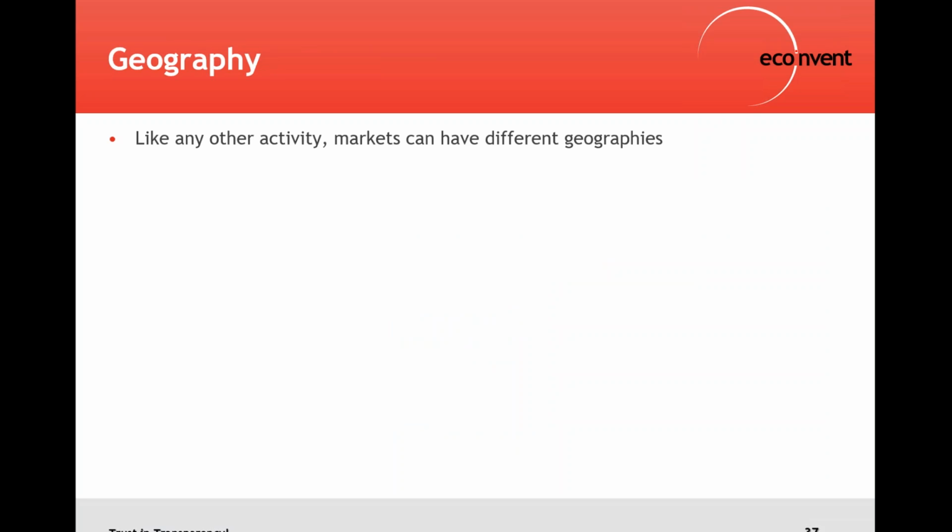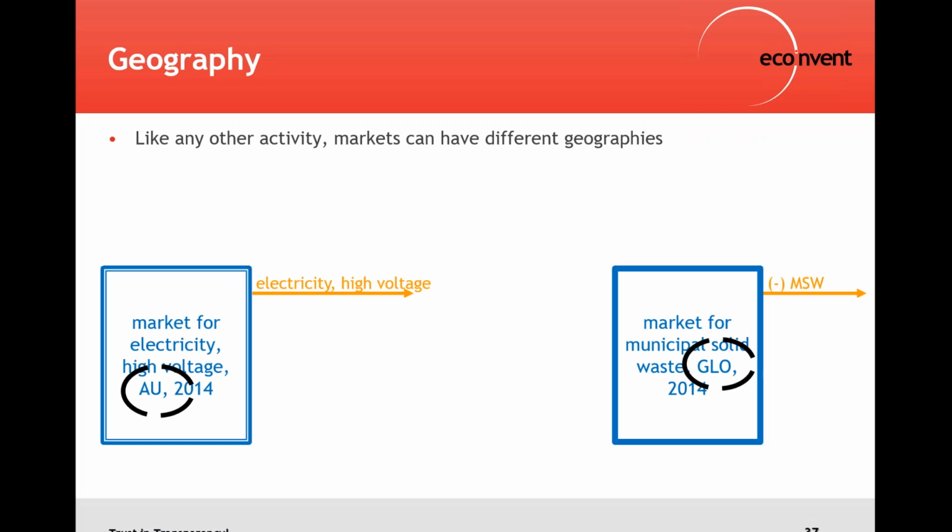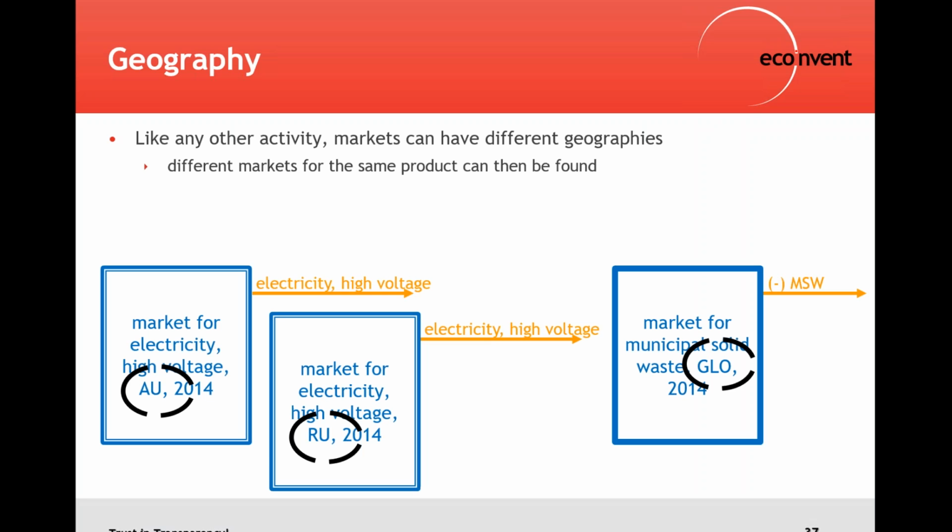Like any other activity, like the activities we were seeing just in the part before, markets can have different geographies. We have just pulled from the examples I have presented until now. We have Australian market, we have global markets. Especially electricity has many local markets. Because of course, as it was the case for transforming activities, different markets for the same product can be found. We can find several local markets, as I was just mentioning.